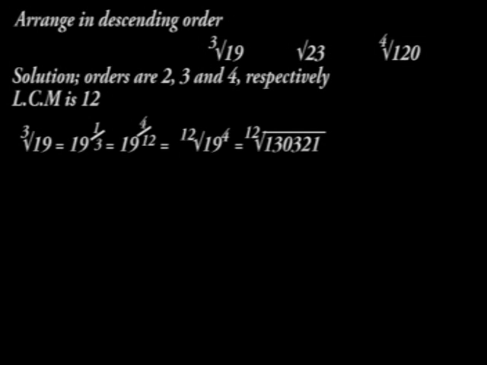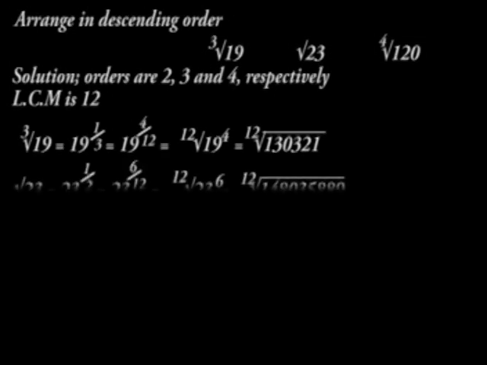And this will end up with 12th root of 130,321. For root 23, it can be written as 23 raised to a half, which is also 23 raised to 6 over 12. Simplified, it becomes 12th root of 148,035,889.